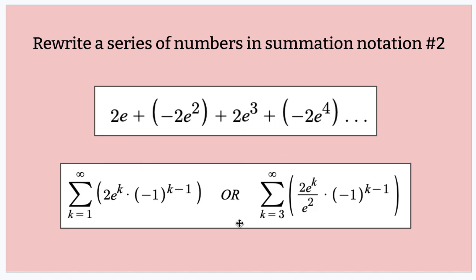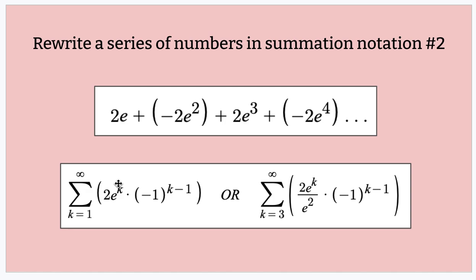In the first sum notation, the series begins with k equals 1, meaning that negative 1 is raised to 0, and anything raised to 0 will equal 1, making the entire term positive. In the second sum notation, k begins at 3, which is an odd number, making negative 1 raised to 2, which will produce positive 1, making the entire term positive.